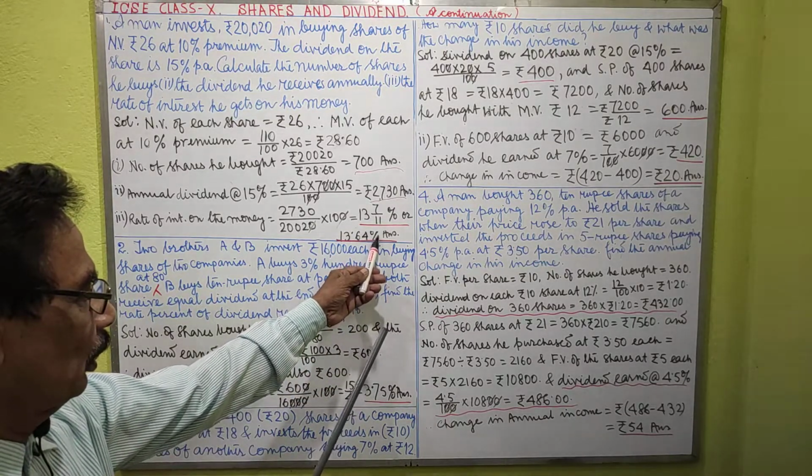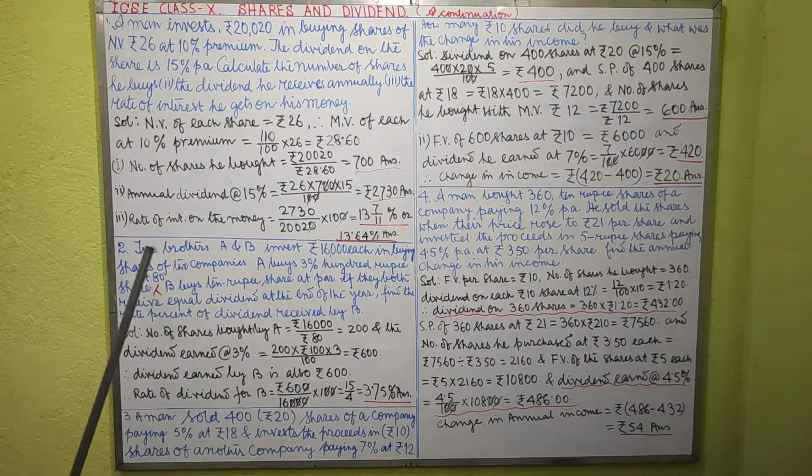Now the second question says that two brothers A and B invest rupees 16,000 each in buying shares of two companies. A buys 3% 100 rupee share at rupees 10. B buys 10 rupee share at par. At par means at the same rate, that is, nominal value is market value. If they both receive equal dividend at the end of the year, find the rate percent of the dividend received by B.